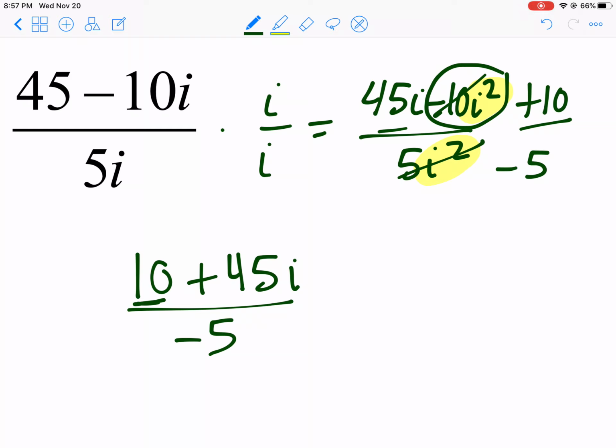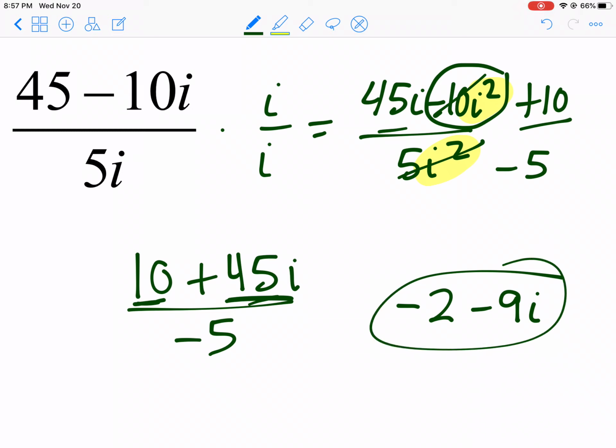10 is divisible by negative 5, and 45 is divisible by negative 5. So let's divide both of those. 10 divided by negative 5 will be negative 2. 45i divided by negative 5 will be negative 9i. So there's our final answer on that one.